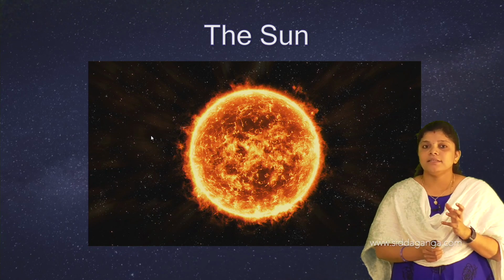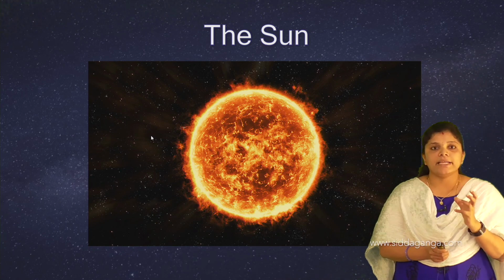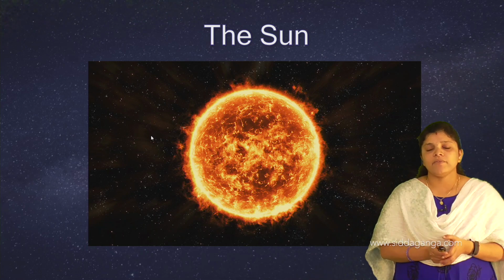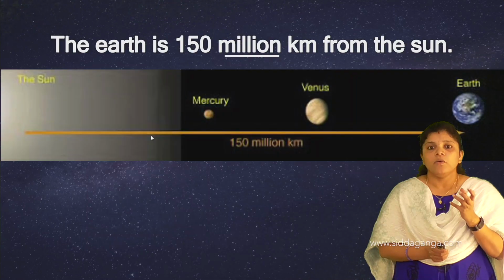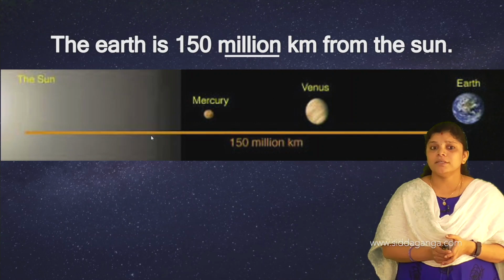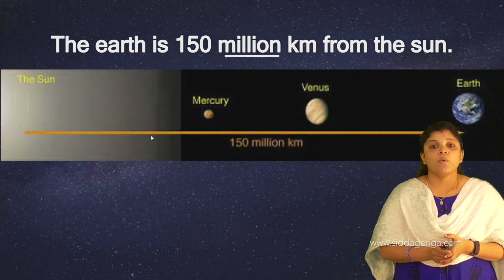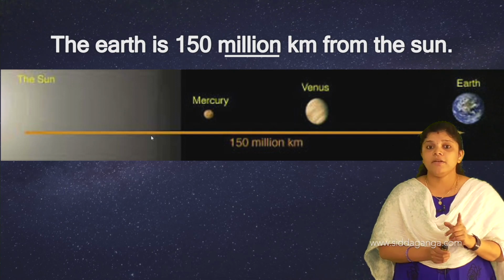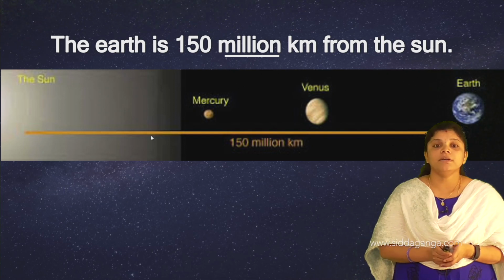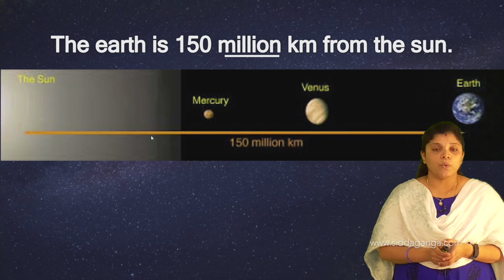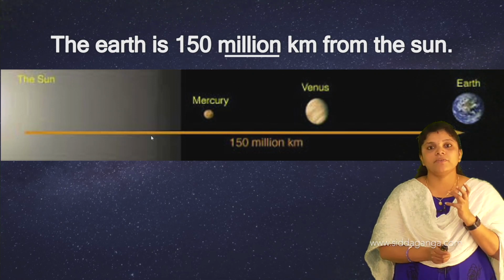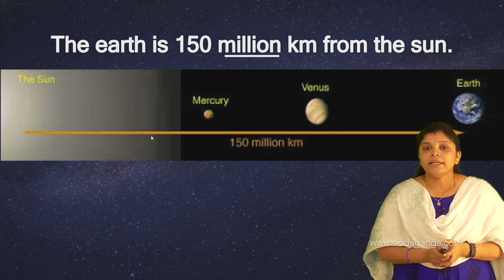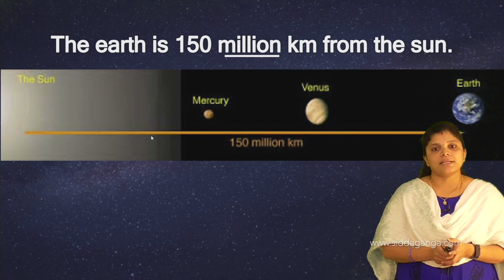Okay. See, the sun is a very big giant. Yes. When we look at the sky, we can see the what? Sun. Do you know the distance between the earth and the sun? The earth is 150 million kilometers from the sun. The sun gives its own light. The sun is also the brightest object in the sky.